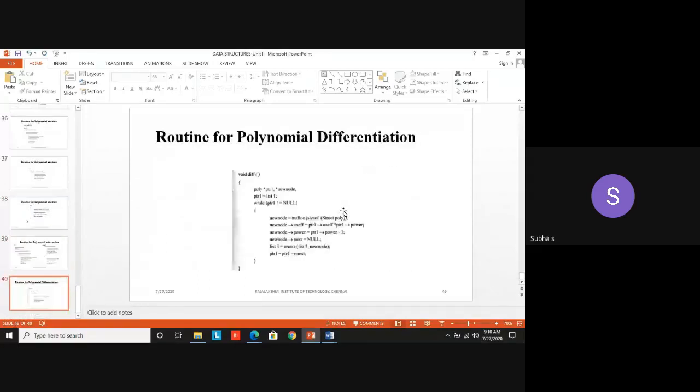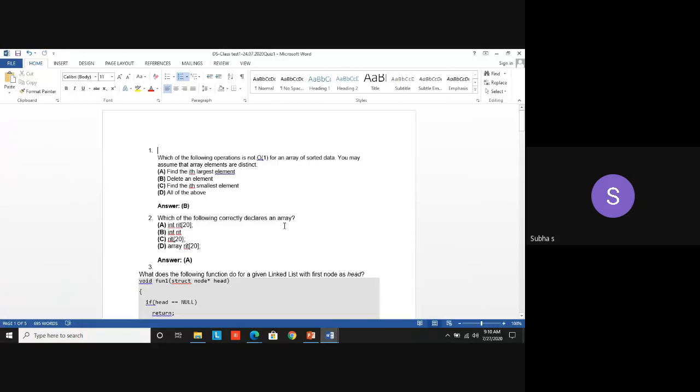But this addition is most important. Only two things you are going to do in polynomial differentiation. For differentiation, we need only one polynomial. It's enough. Okay, with this, we'll stop polynomial addition. In the next class, we'll see the routine in detail.